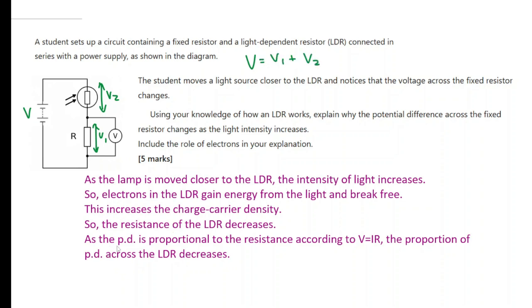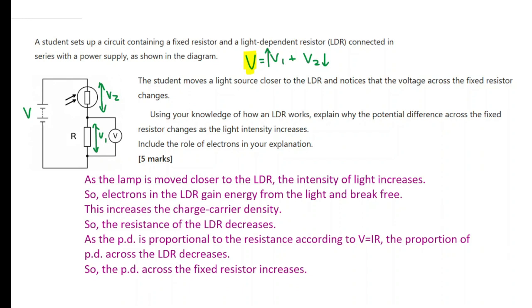Now as the PD is proportional to the resistance according to V equals IR, the proportion of the PD across the LDR decreases. So the resistance of the LDR decreases. So LDR has V2, so V2 will go down. Now the total of V1 and V2 is the same. So when V2 goes down, naturally V1 will go up. So we can say the PD across the fixed resistor then increases.